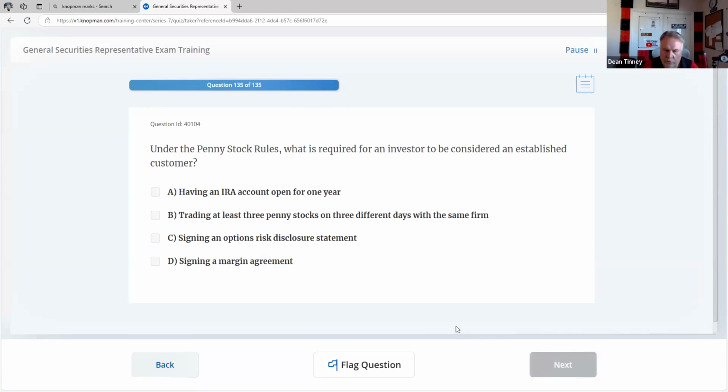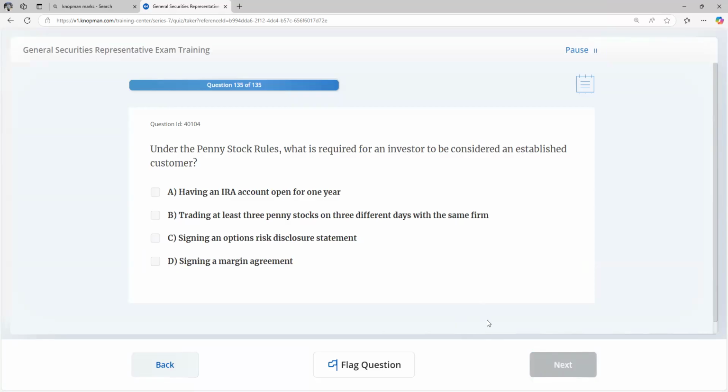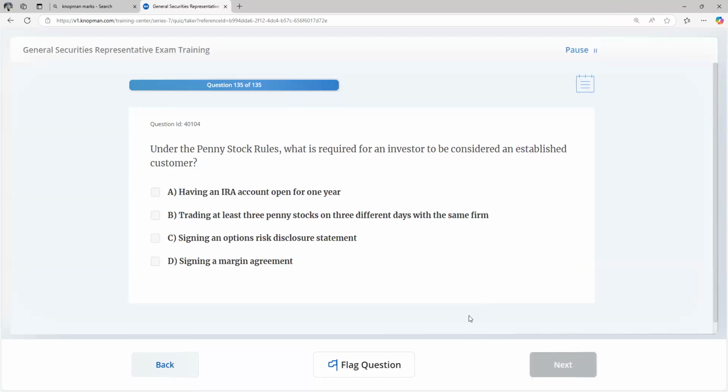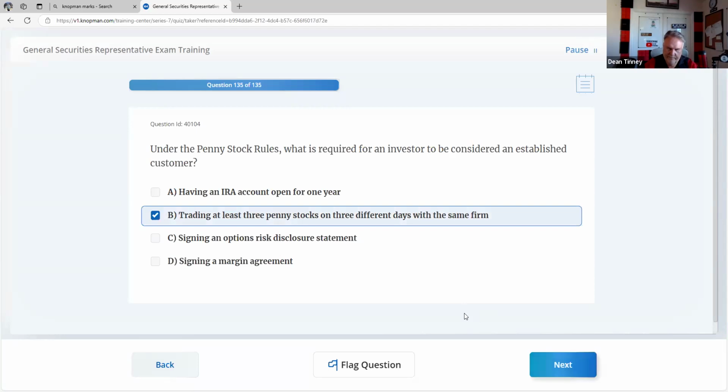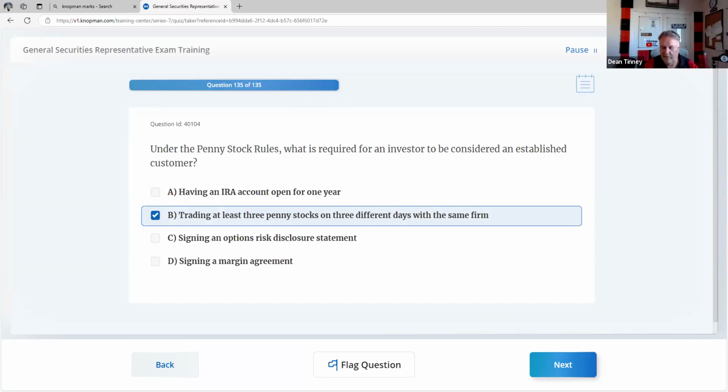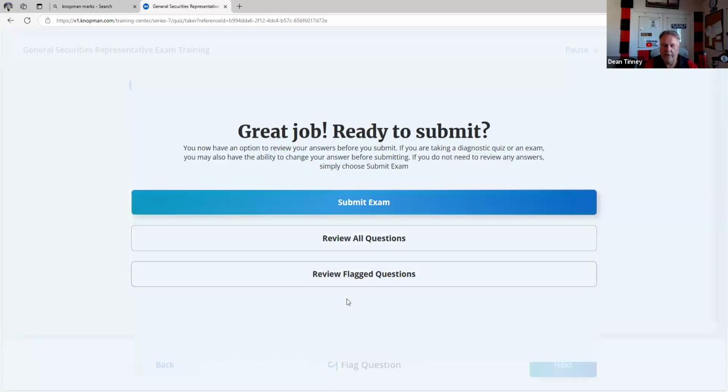Under the penny stock rules, what is required for an investor to be considered an established customer? It's not signing the... It's not C or D. Yeah, that's correct. I think it's the account open for 1 year. Yeah, but not an IRA. Or not an IRA. Oh, trading at least 3 penny stocks? Oh, you know what? 3 and 5 is the pattern day trader. That's right. Great job. I love how they say great job.